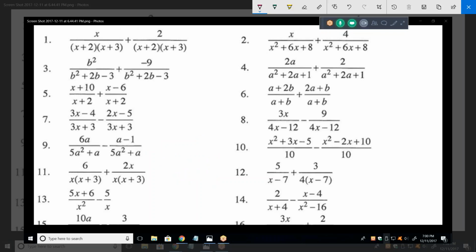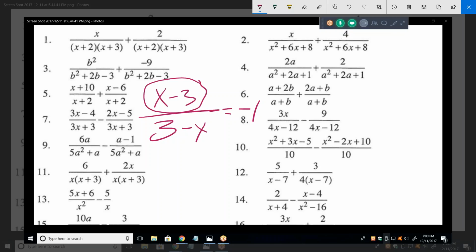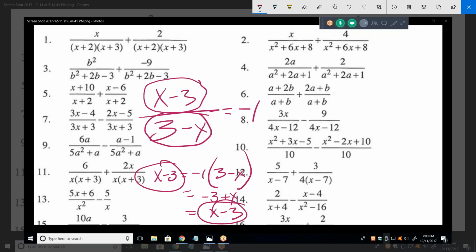Just before we go on to 10, tell me what this is. It's minus 1. If it was 3 minus x over 3 minus x, that would be plus 1. But the difference between a minus b and b minus a is always negative 1. And you can see why. X minus 3 has to be equal to negative 1 times 3 minus x. Distribute the negative 1 and you get minus 3 plus x. That's the same as x minus 3. So that is equal to that, and that is equal to that. So whenever you have two terms that are subtracting and they're switched, always remember that's minus 1.